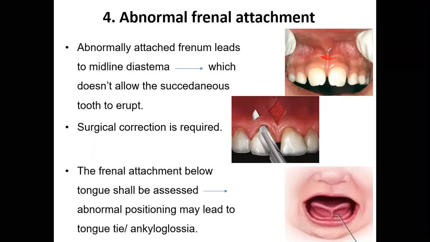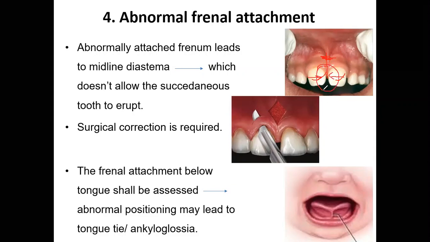If in this case the frenum is attached till the palatal side and it is attached to the papilla, due to this abnormal frenal attachment, this tooth and this tooth are apart, and this frenum will not allow these teeth to unite. It will lead to midline diastema.